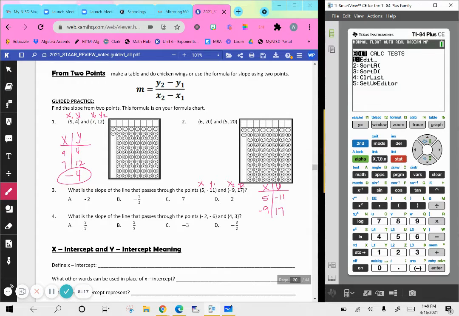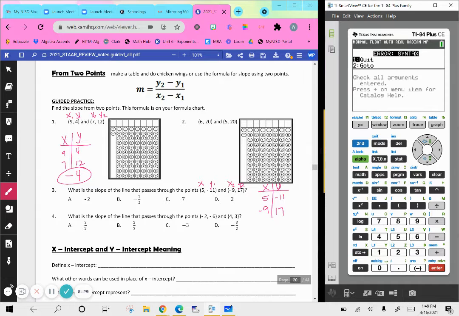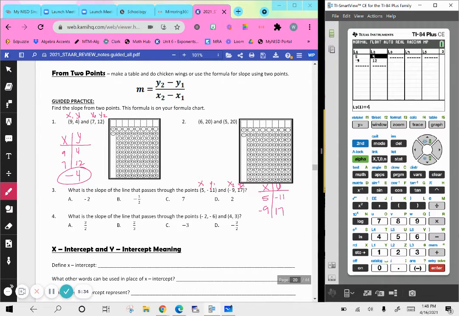So we're going to say stat, edit. I'm going to say 5, enter, -9, enter. Go to my L2 for my y's. And I'm going to say -11. Oops. I must have hit something wrong. Okay, -11, enter, and then 17.